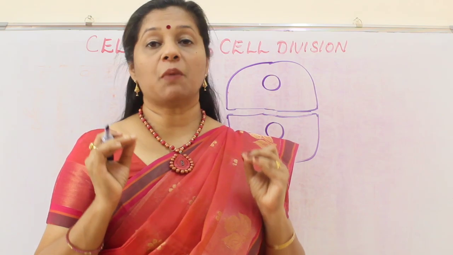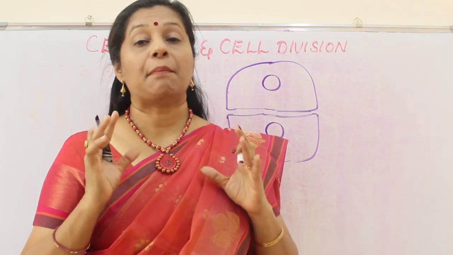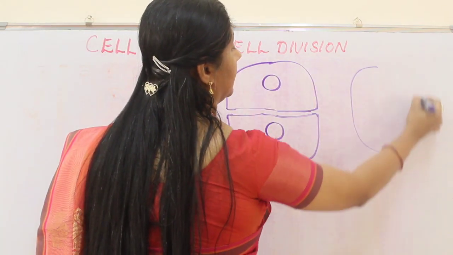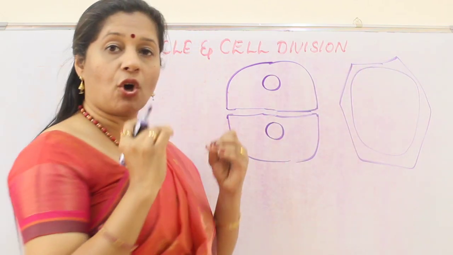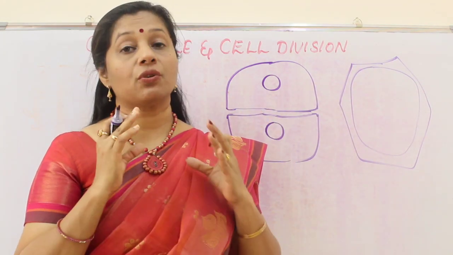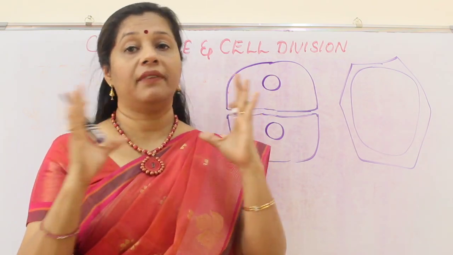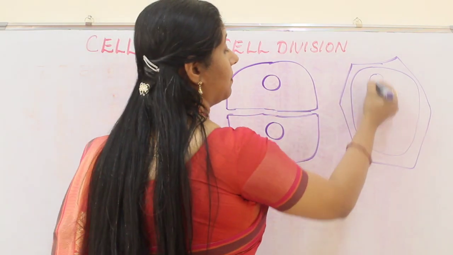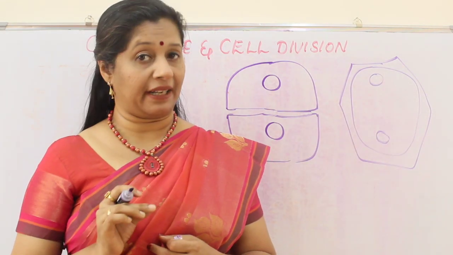But is this possible in case of plant cells? No. Why? Because plant cells have an outer covering called the cell wall, right? So the cell wall is not soft so that it can come inside as a furrow or a cleavage. So here what happens, the hard cell wall, we cannot do anything, but still we need to separate the cytoplasm, otherwise it will result in a cell with two nuclei, right?